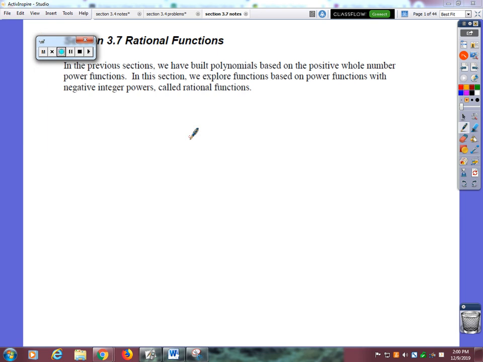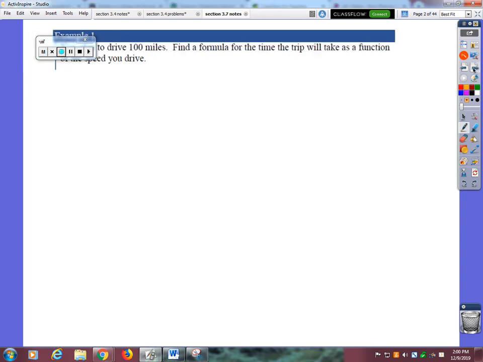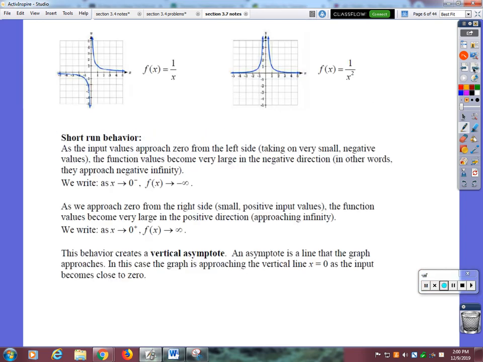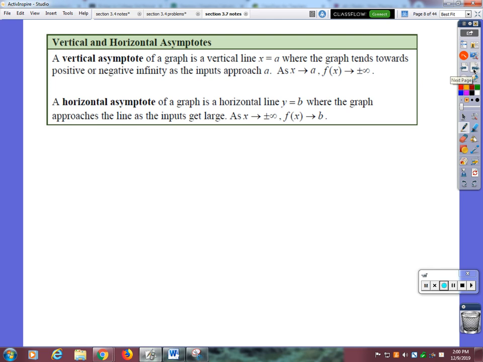Okay, so good afternoon. We left off with, if I recall correctly, a relatively brief but rich discussion about rational functions, right? That culminated in the formal definition of vertical and horizontal asymptotes, right?